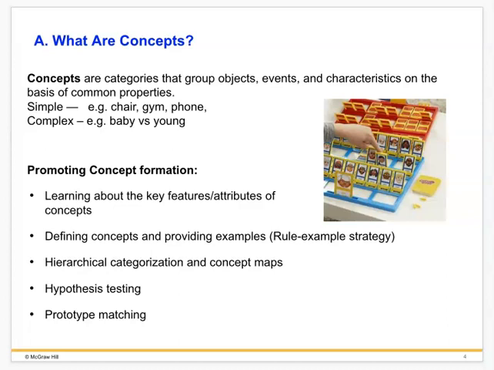strong concepts that they can use in order to think more complex later. Concepts are categories that group objects, events, and characteristics on the basis of common properties. There are simple concepts such as chair, gym, phone, and water bottle. But then there are more complex concepts such as, well, baby's an easy one, but young is a relative term. So it is more complex. You can argue about what one person sees as young versus another person.